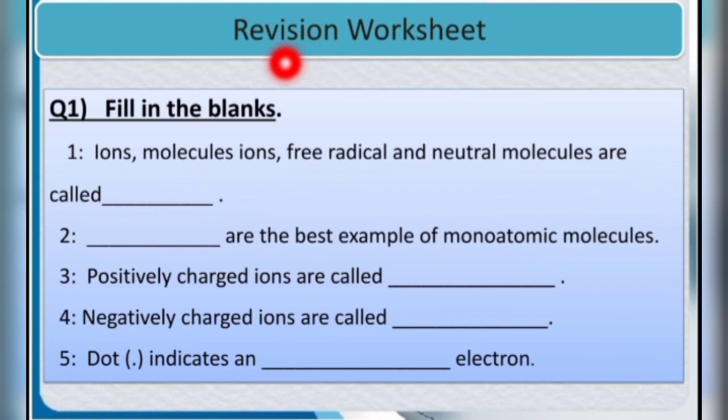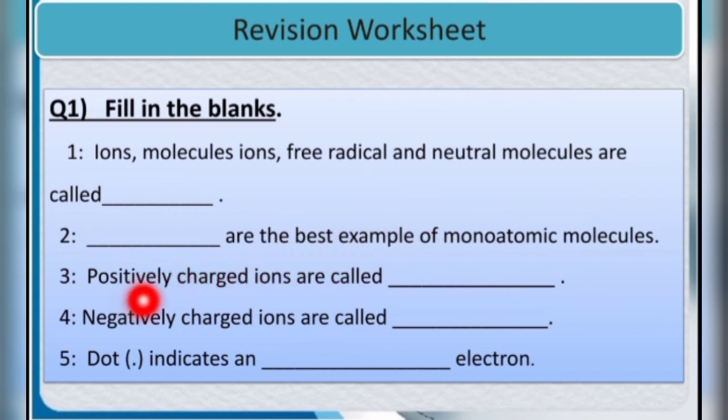Now here students, I have a revision worksheet for you. Question number 1. Fill in the blanks. You have to solve these questions. Number 1. Ions, molecules, free radicals and neutral molecules are called dash. Number 2. Dash are the best example of monoatomic molecules.